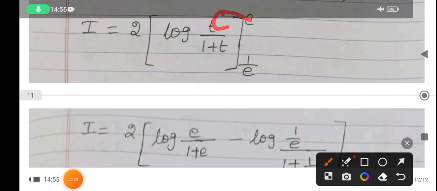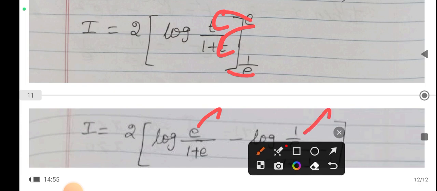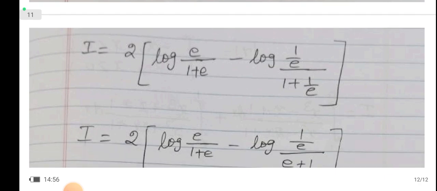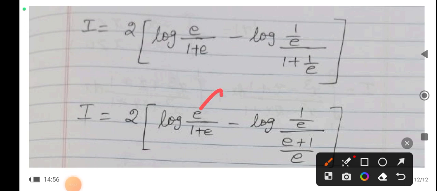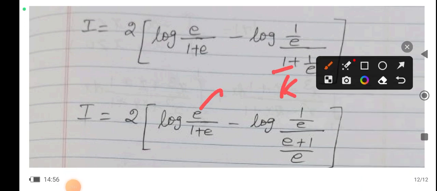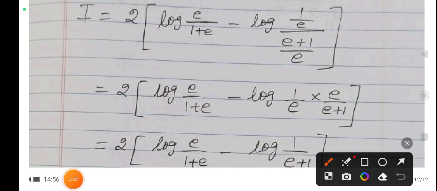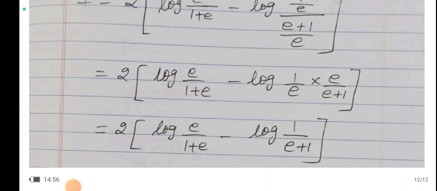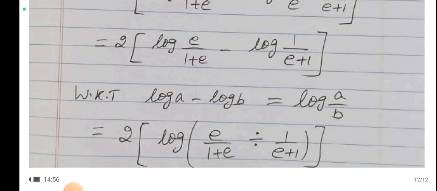At t, you apply e: log e by 1 plus e, minus log 1 by e by 1 plus 1 by e. Then e by 1 plus e, and here 1 by e, so kindly take LCM, multiplying with e. Easy. Again upper limit minus lower limit, do that properly, it is easy. Simplify it properly. Then 1 by e, the e plus 1 by e comes here as e by e plus 1, e gets cancelled. And we got log e by 1 plus e minus log 1 by e plus 1.